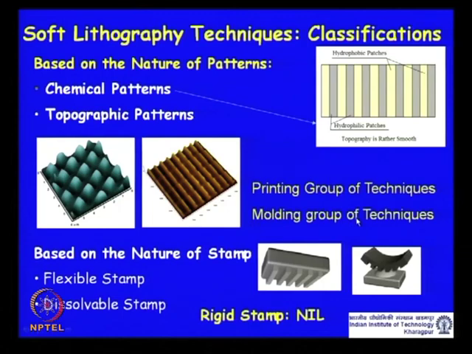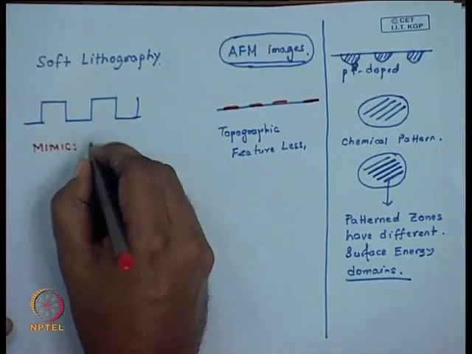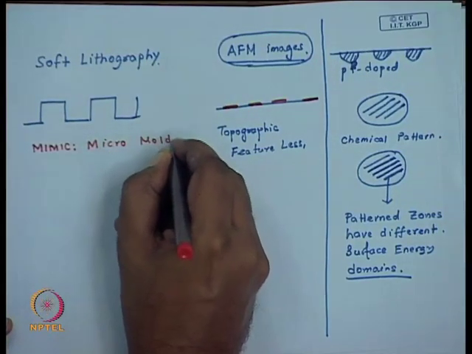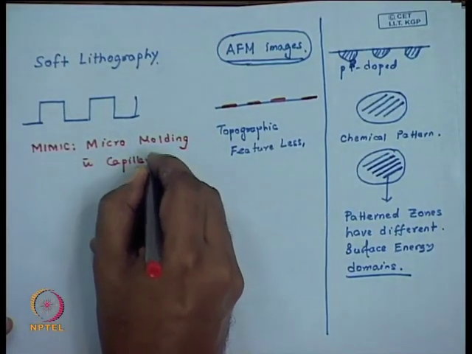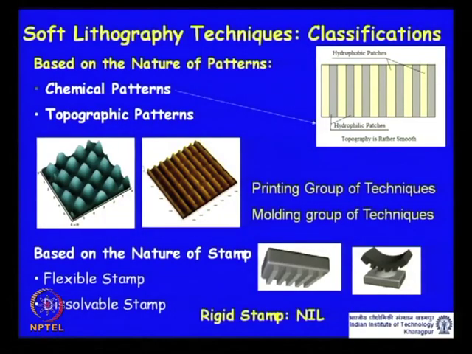In today's class we are going to focus more on the molding group of techniques, with specific discussion on one such, or the most important such method, that is MIMIC, which is the acronym of micro molding in capillaries. Okay. But if you are talking of implementing soft lithography based methods for creating chemically patterned surfaces, they are mostly classified or generically referred to as the printing group of techniques.